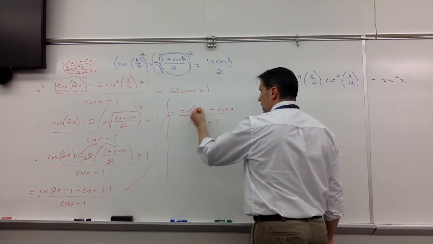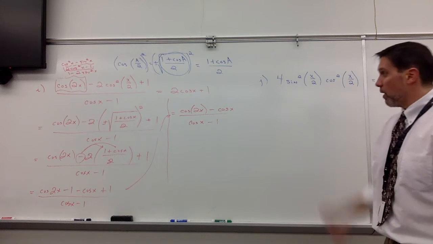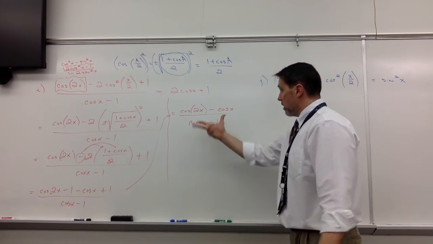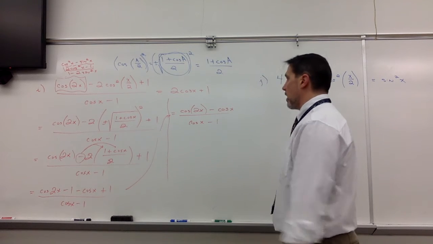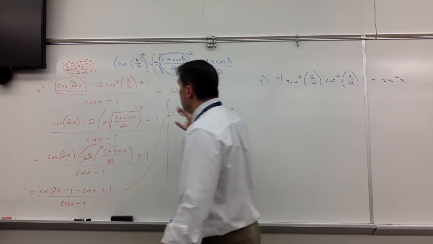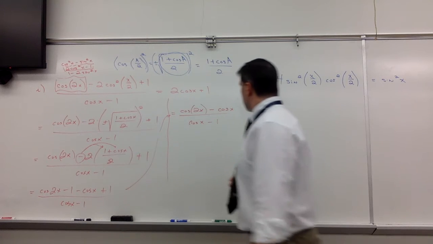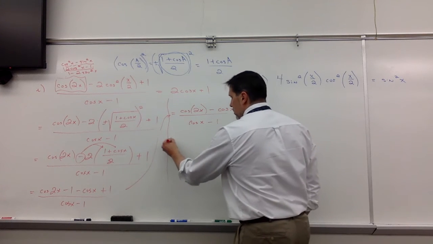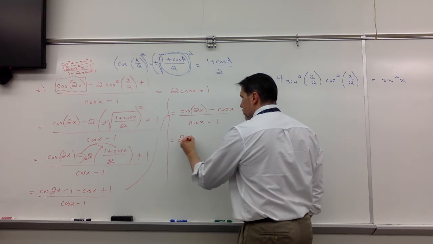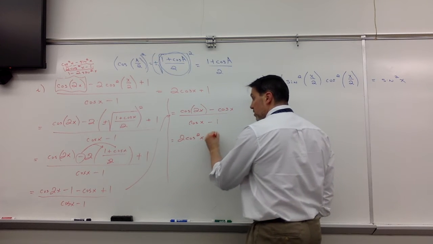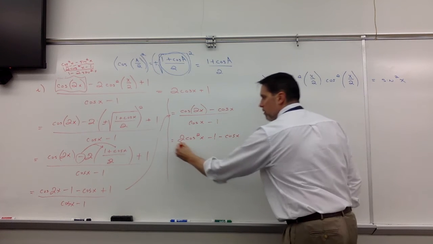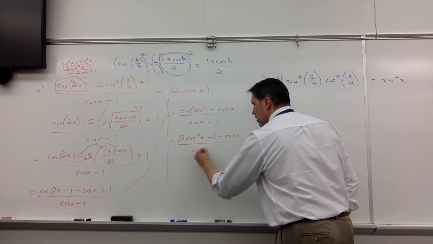Now, the question is, which one of the 3 do I want? Well, it would be kind of nice if everybody was cosines. That produces factoring opportunities and the like. So I'm going to go with the middle one. I don't really see an advantage to the other 2, so it's a direct identity, so no justification necessary. 2 cosine squared x minus 1 for cosine 2x, minus that cosine of x that was already there, over cosine of x minus 1.